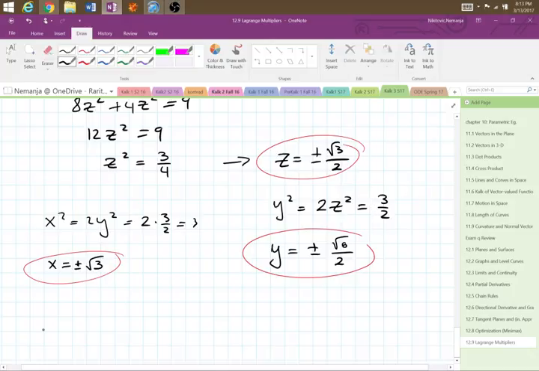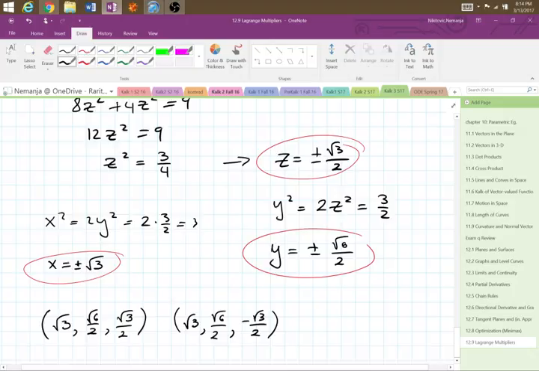So let's see. We start with root 3, over 2, root 6 over 2. So they're all positive? No, I switched them. This is 6 for y, and this is 3 for z. Root 3, root 6 over 2, negative root 3 over 2. Yeah, you get the idea, right? Awesome.